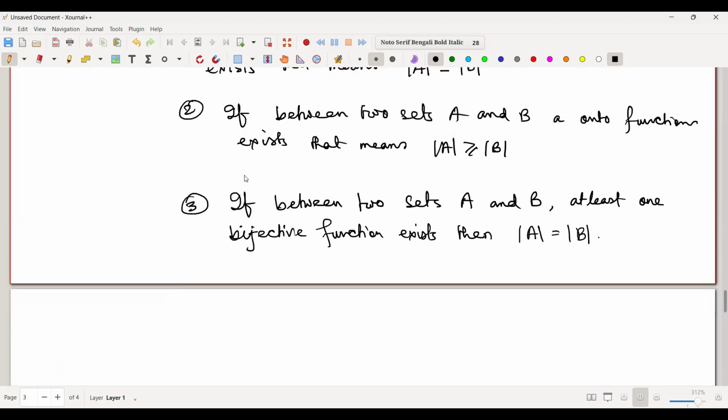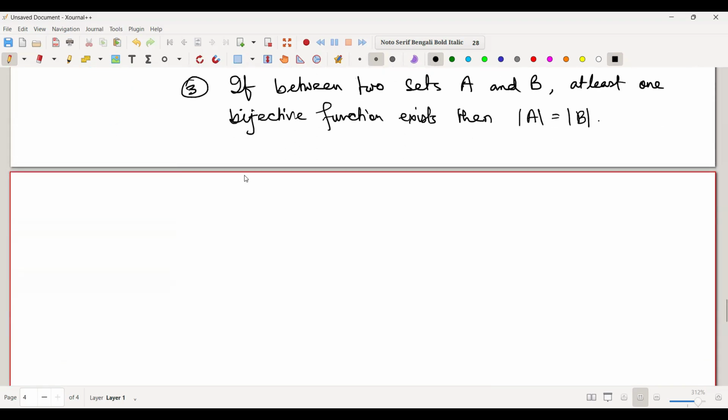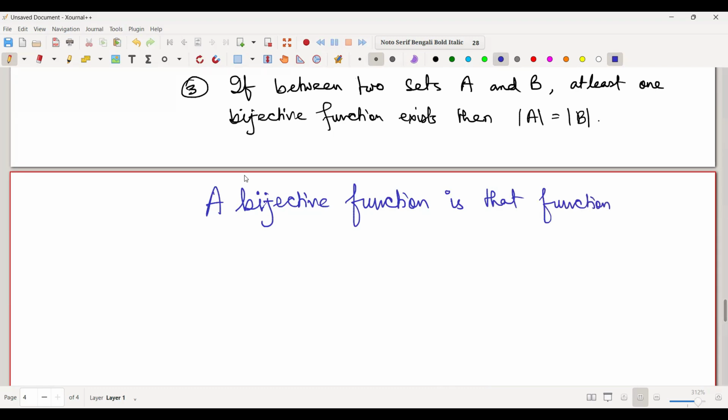Okay, so what is a bijective function? A bijective function is that function which is both 1-1 and onto.